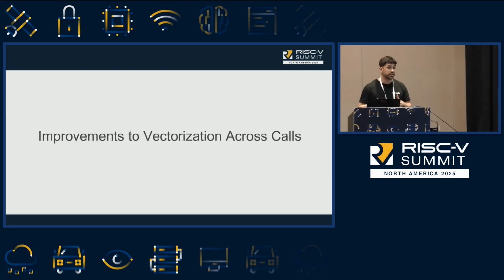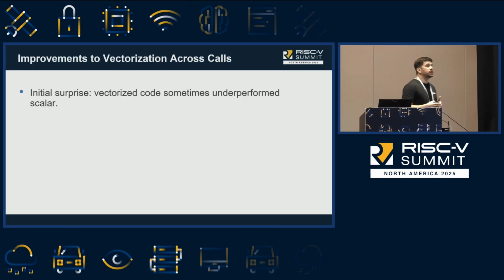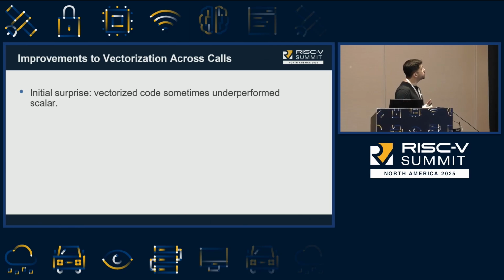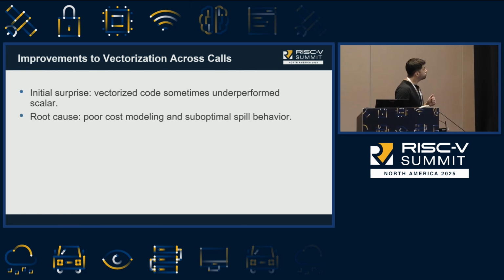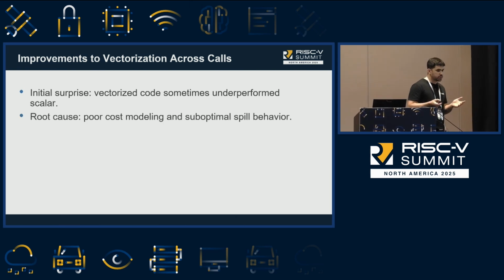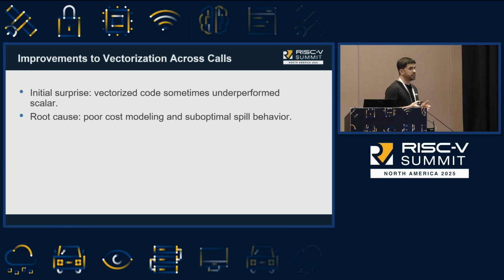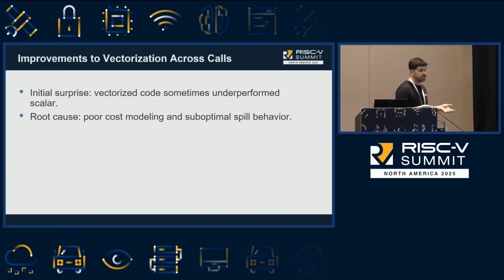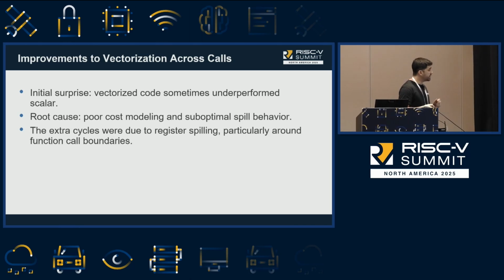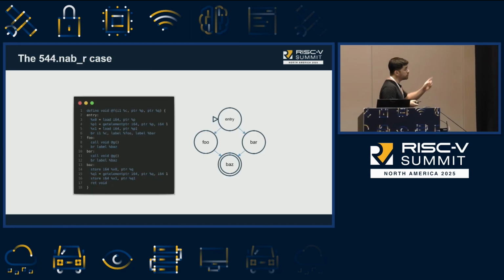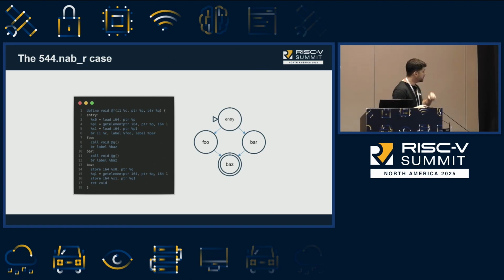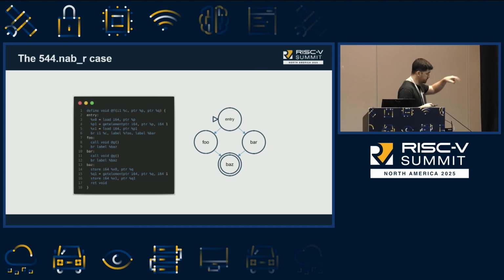Okay, so improvement to vectorization across calls. When we were analyzing the code, we saw there were benchmarks that were faster when compiling with just scalar compared to vectors. And the analysis showed that it was just spilling. We were spilling vector registers, and this was causing the regression. And this was happening particularly around function call boundaries. I'm going to show an example. This is from NAB-R, and we have a function with 4 blocks, and on the right you have the graph of it.